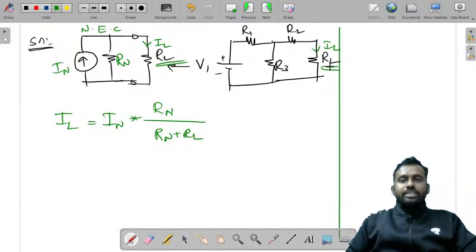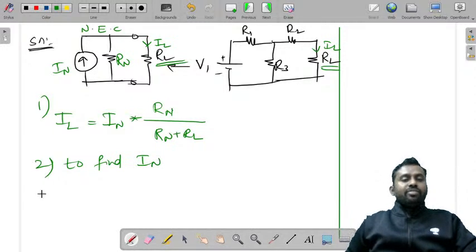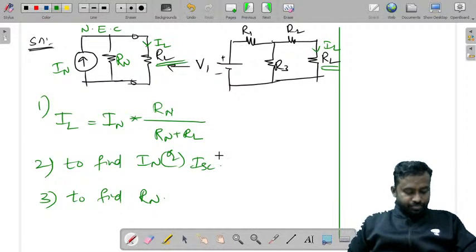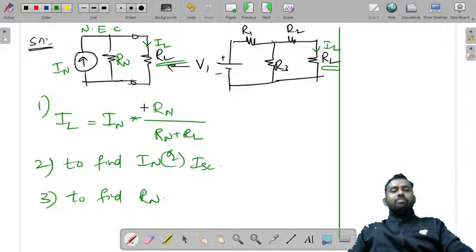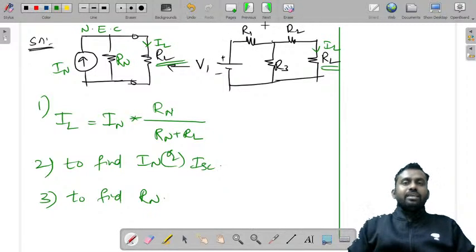Because you know this question, RL value is known, you do not know IN and RN, so you have a procedure. When you're solving in your examination, the first step would be drawing the Norton's equivalent circuit and writing IN. Then you need to find IN or ISC, and then RN or RTH value. Now how do you find IN or ISC? Let me tell you. RN or RTH is the same as in Thevenin's.